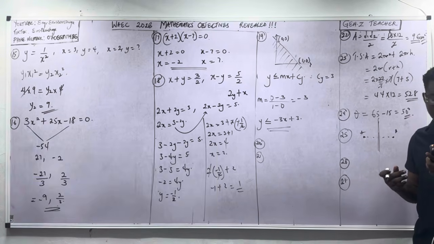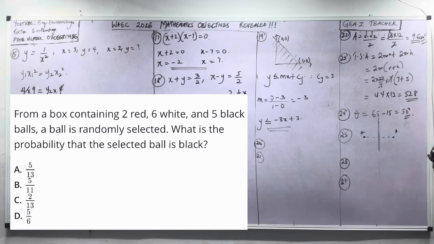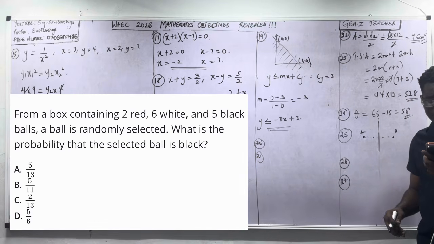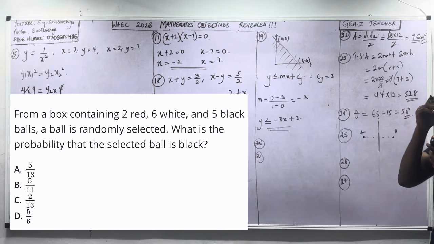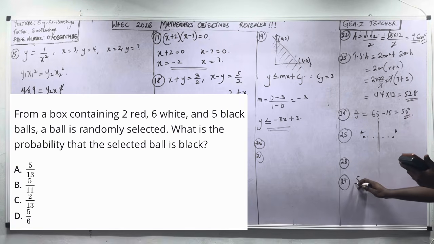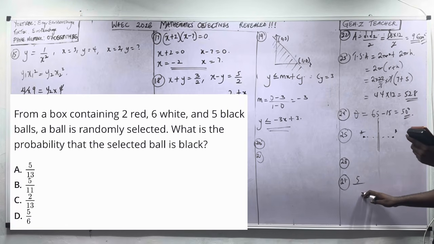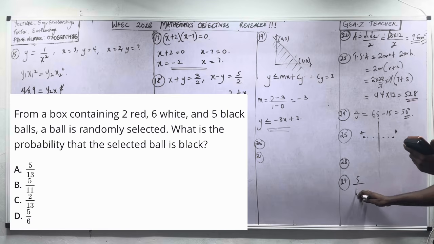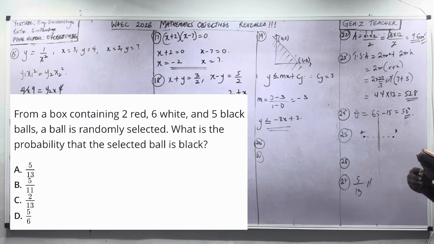Number 27, from a box containing 2 red balls, 6 white and 5 black balls, a ball is picked at random. What's the probability that the ball is black? Now we have 5 black balls there, so 5 over the total balls, 2 plus 6, 8 plus 5, 13, so we have 5 over 13 as our answer.